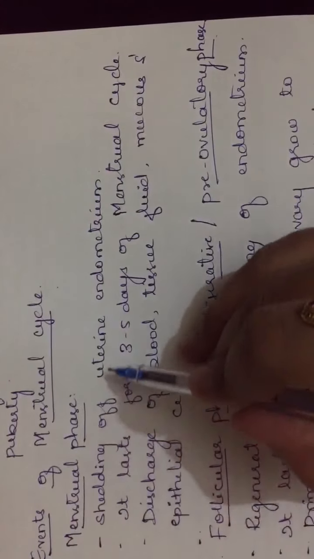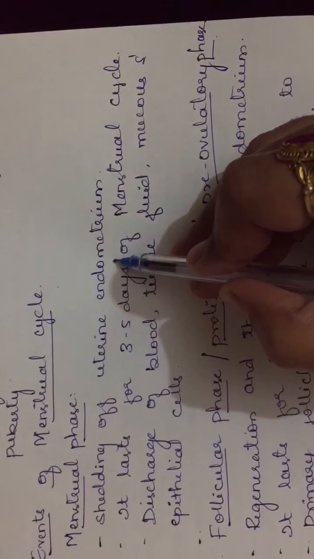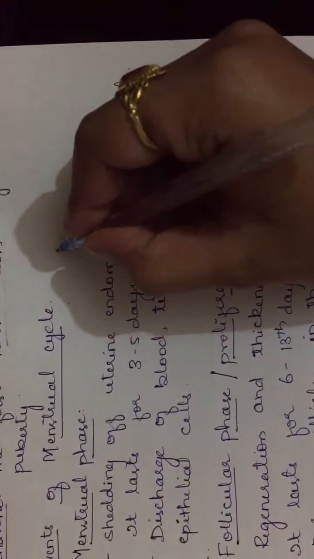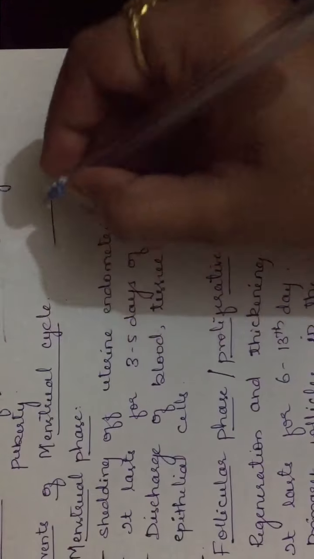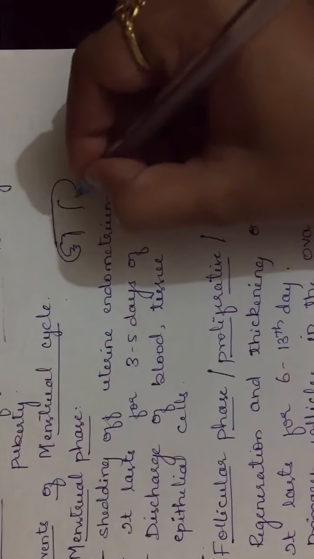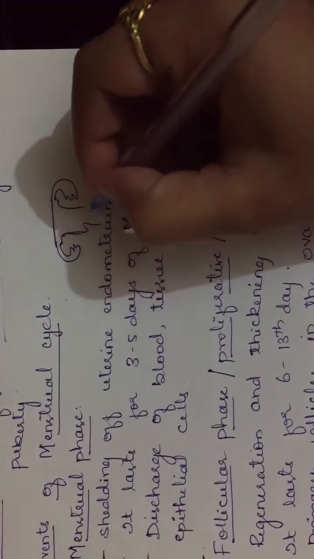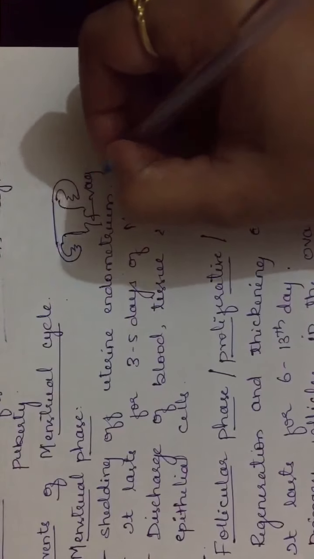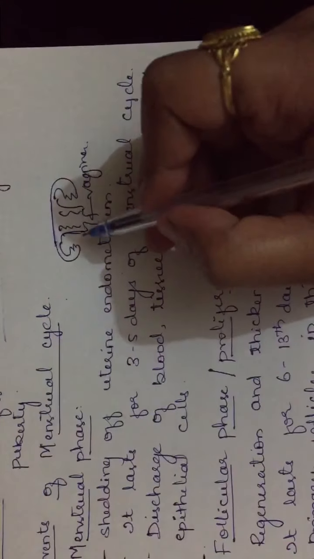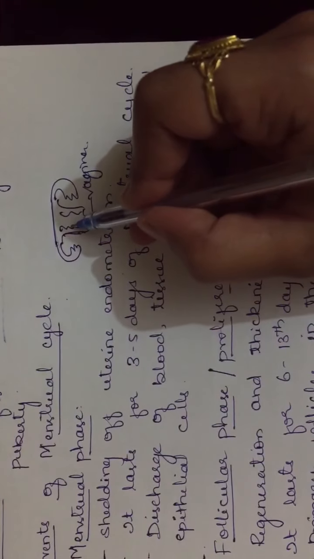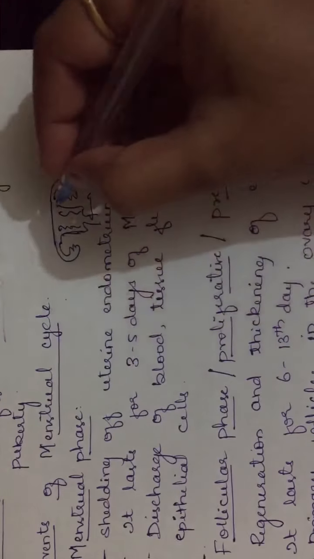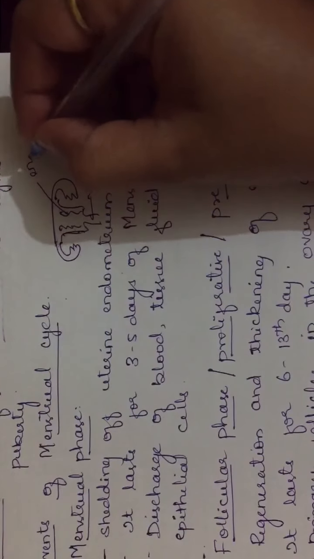In the menstrual phase, what happens? There is a shedding of the uterine endometrium. If you remember the female reproductive system, which we have shown like this, with the fallopian tubes and the fimbriae here, and here the vagina. I'm just showing a rough diagram. Here we have the uterine wall. Three layers of the uterine wall are present: one is the endometrium, another is the perimetrium, and one more, the myometrium, in between. The innermost is the endometrium.